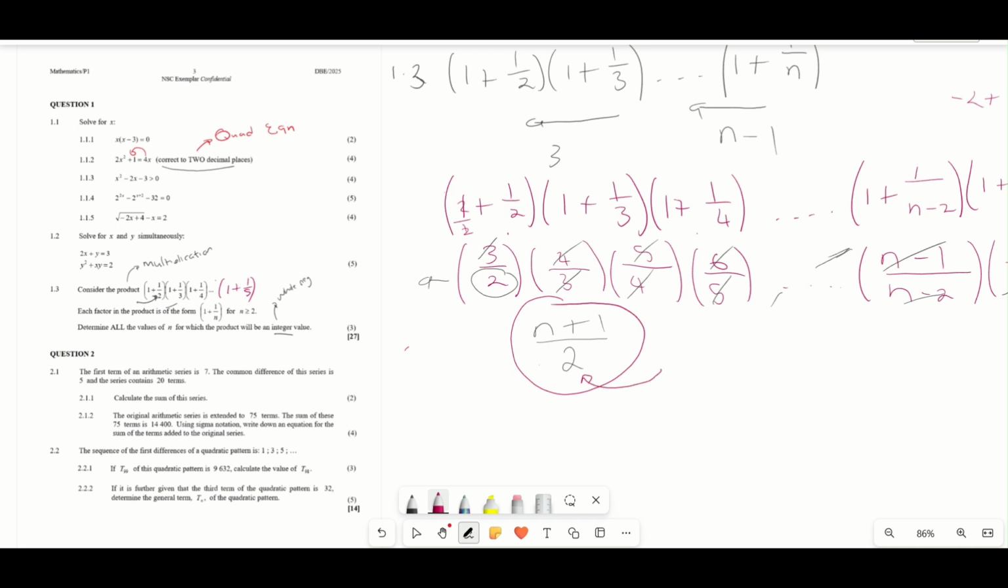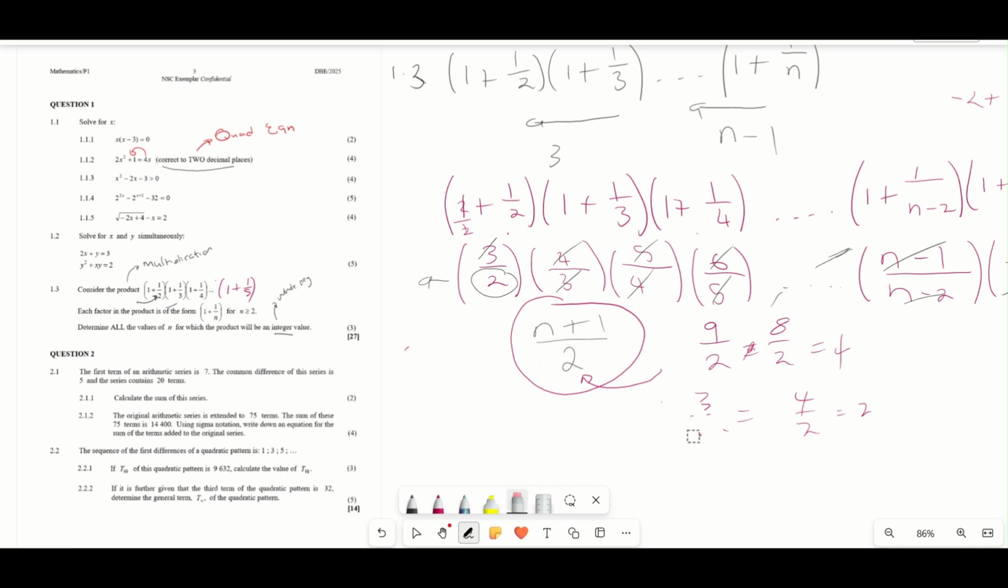Okay, so now you have to ask yourself, here I'm dividing by 2. What value can be divided by 2 that will give me a whole number? Of course, I cannot say n divided by 2 will give me a whole number. That is not possible, right? That can never happen. If I say 3 over 2, I won't get a whole number, but if I say 4 over 2, I'll get a whole number.